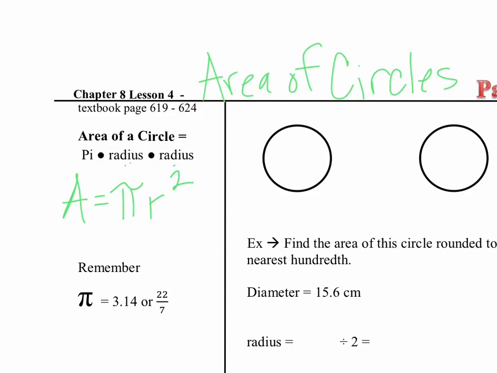Pi has several values. As a decimal, we use 3.14, and as a fraction, we use 22/7, 22 over 7. All three of these things, the formula and the two ways to write pi, are on your formula chart that you are able to use for STAAR.